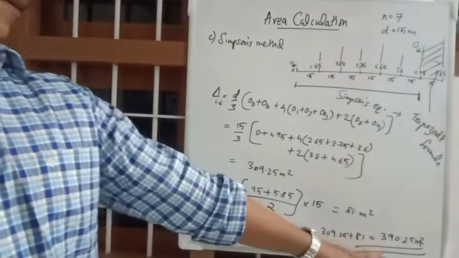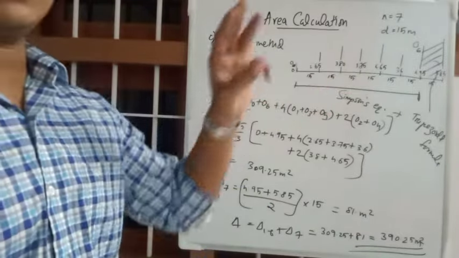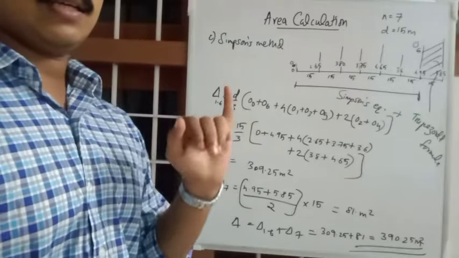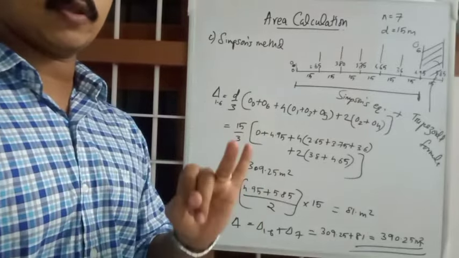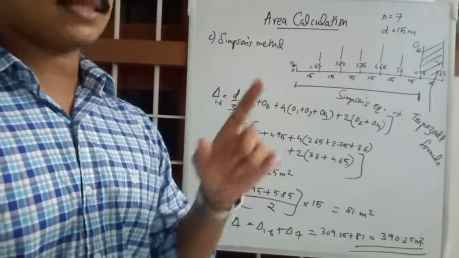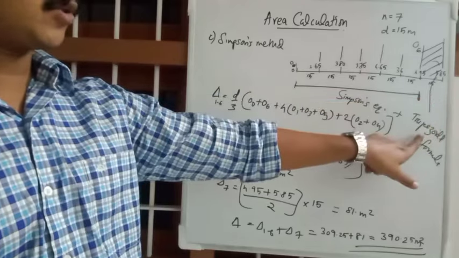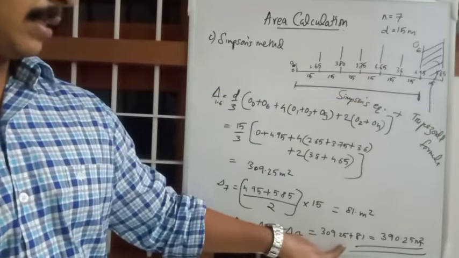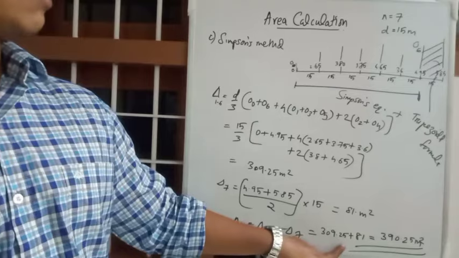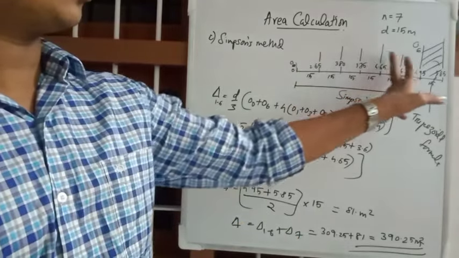So that is how we found the area between the offsets and baseline using three methods: the average ordinate method, the trapezoidal method, and Simpson's method. Simpson's method has a little bit of a twist: we found the last division by the trapezoidal formula and added it to the rest, because while using Simpson's method we only take an even number of divisions.